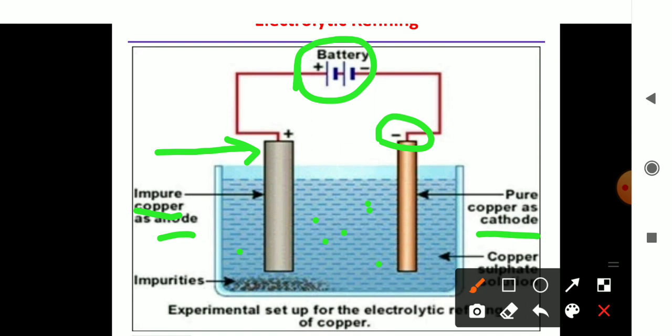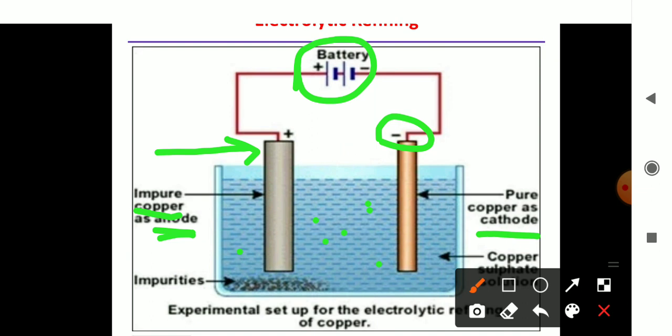What is anode? Anode is a positively charged electrode. What is cathode? It is a negatively charged metal rod, or negatively charged electrode. And these 2 rods are connected by means of a power supply, that is a battery. Okay, and when electricity is passed. And one more thing, this anode always will be in the impure form, whatever metal we need to refine. So in the impure form, this metal is taken in the anode.